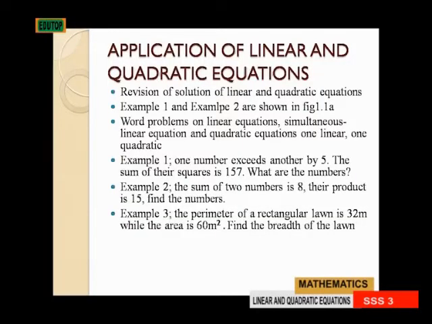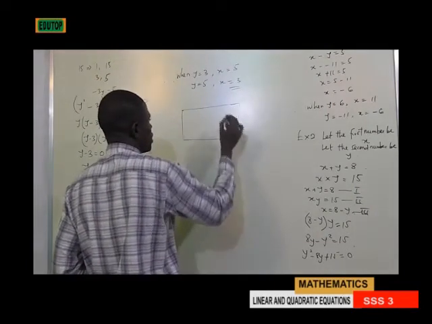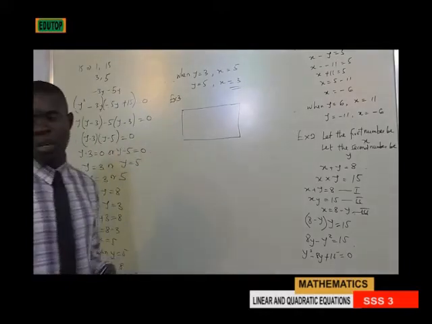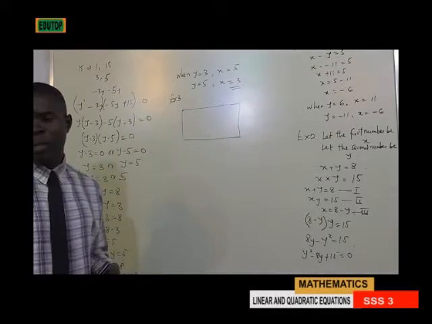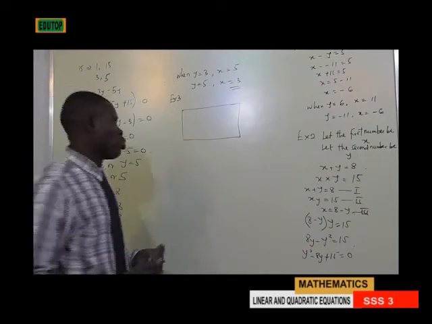Example 3: the perimeter of a rectangular lawn is 32 meters, while the area is 60 meters squared. Find the breadth of the lawn. So you have a lawn which is rectangular in shape. This is example 3. You have a lawn that is rectangular in shape, and the question gave us the perimeter of the lawn to be 32.